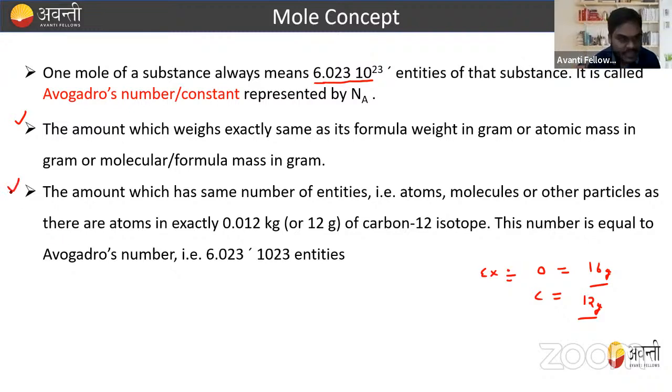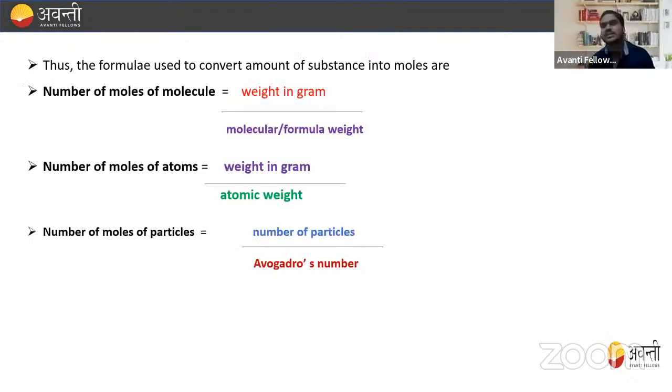Good. Now, the next and important point is the amount which has the same number of entities, that is atoms, molecules, or other particles, as there are atoms in exactly 12 gram of carbon-12 isotope. This number is equal to the Avogadro number as well, that is 6.023 × 10^23, represented as Na. So this is all about what a mole is, and how many entities are present in 1 mole. This is how we can define the mole, right? I hope this is clear to you.